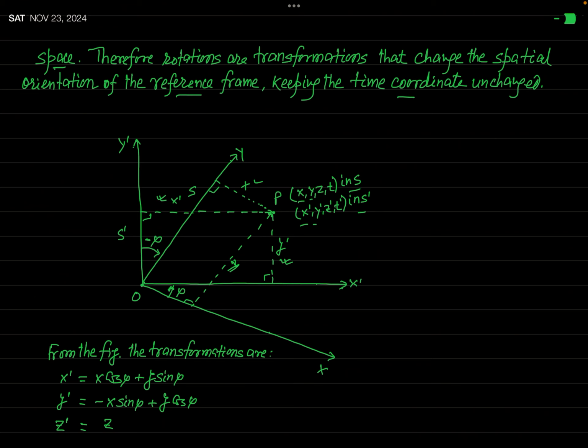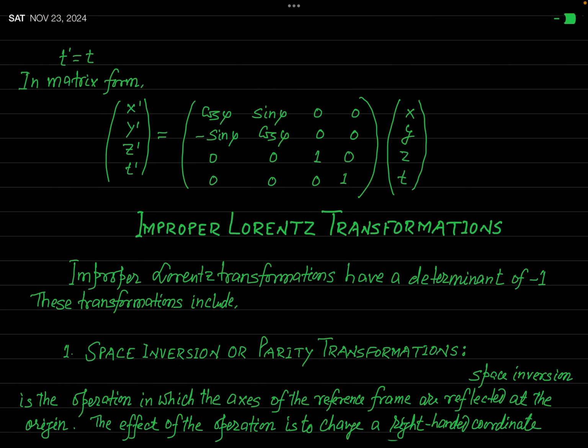Now from the geometry of the figure, you can easily find, I have not explained that, but you can do the algebra. This is just homework for you. When you find x dash, that will be equal to x times cos phi plus y times sin phi. And y dash will be minus x sin phi plus y cos phi, and z dash will be equal to z because rotation has been carried about the z-axis. And for time you can write t dash equal to t.